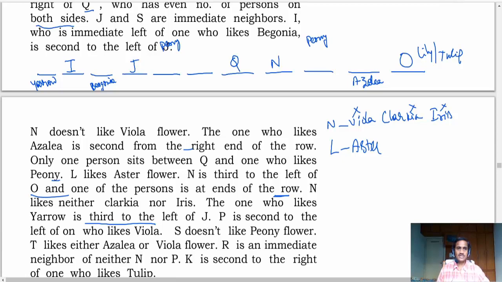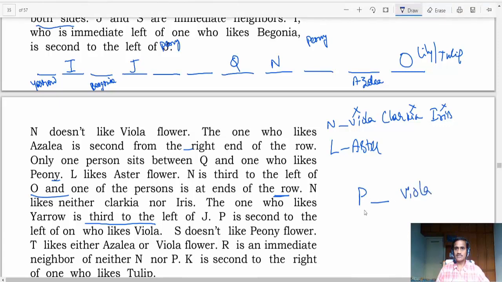And P is seated second to the left of the one who likes viola. If P is here, viola has no chance; if P is here, viola must be here, right? P is seated second to the left of the one who likes viola.